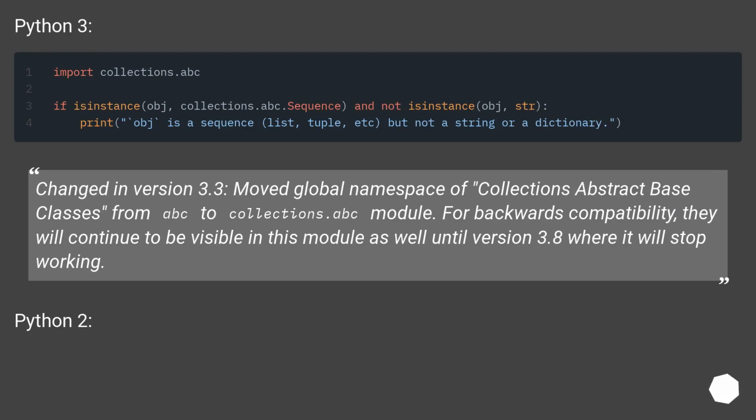Python 3. Changed in version 3.3, moved global namespace of collections abstract base classes from ABC to collections.abc module. For backwards compatibility, they will continue to be visible in this module as well until version 3.8 where it will stop working. Python 2.